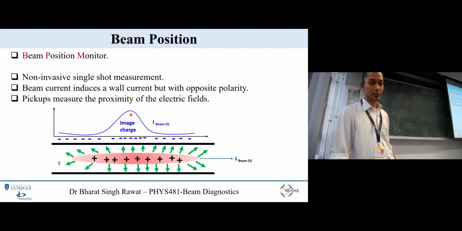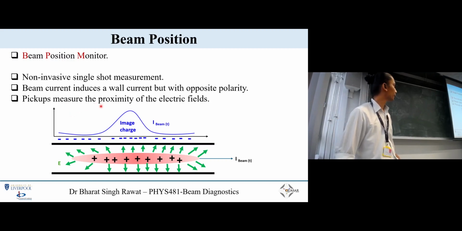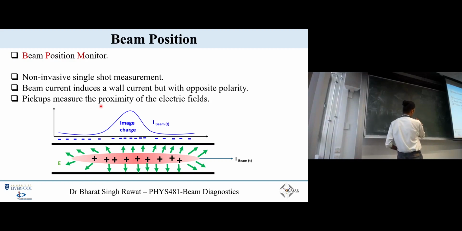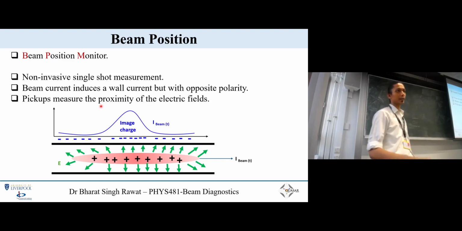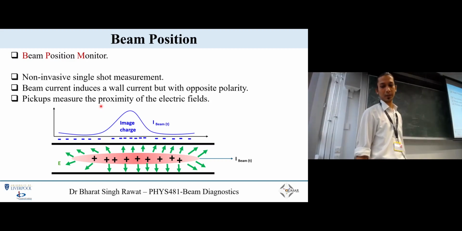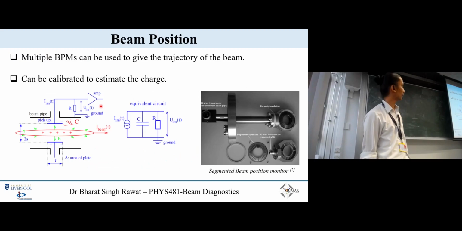Based on this principle, we make devices known as pickups. Pickups are devices which measure the proximity of the electric field. Imagine you have two metallic plates and a bunch, and you have connected them to some external measuring device. Based on the behavior of the particles, it will induce an electric field in both of these plates, and based on the timing of each current or signal you have collected, you can infer the quality of the beam. So this is a typical schematic.